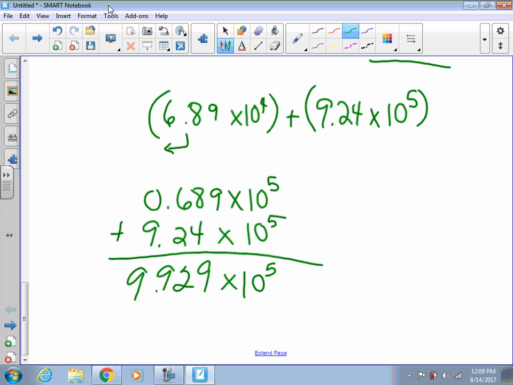And we're done. Now, if you had chosen to change the 9.24 to be a power of 4 and move the decimal to the right, you would have ended up with the same answer. But you may have had to put it in scientific notation once you had your answer, because it might have been 2 numbers to the left of the decimal, and remember, you can only have 1.